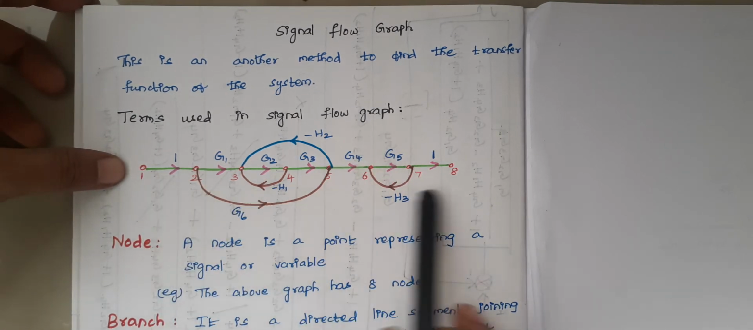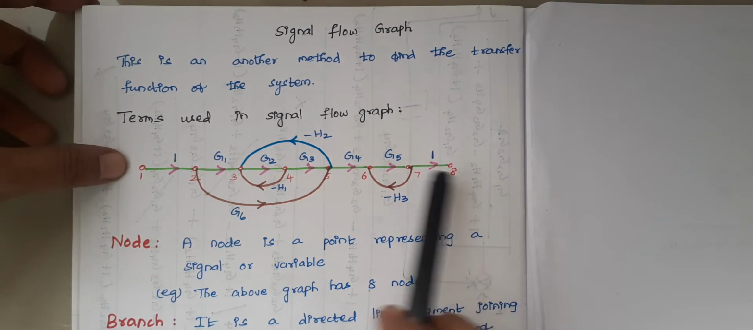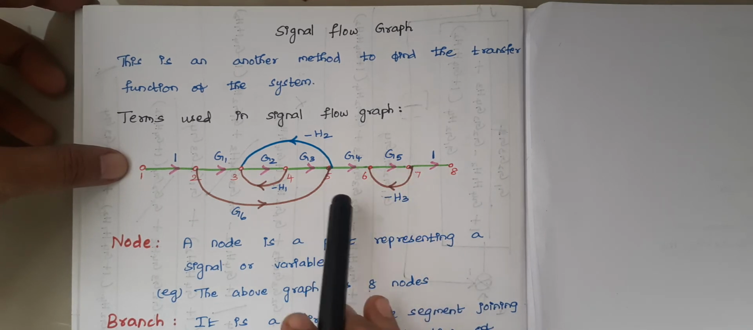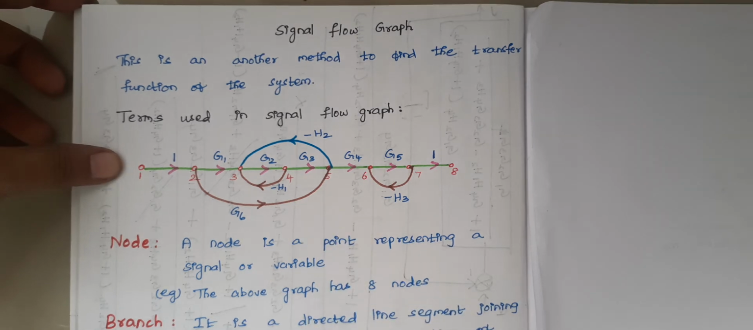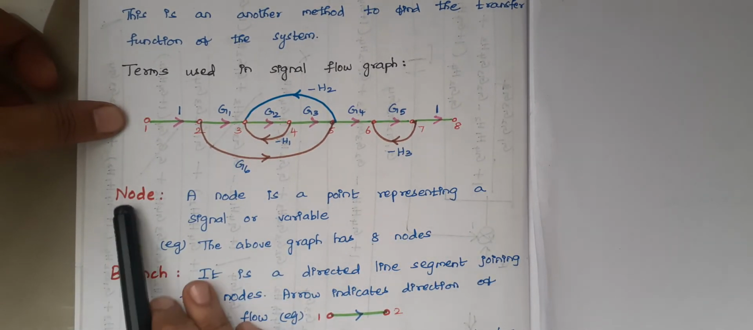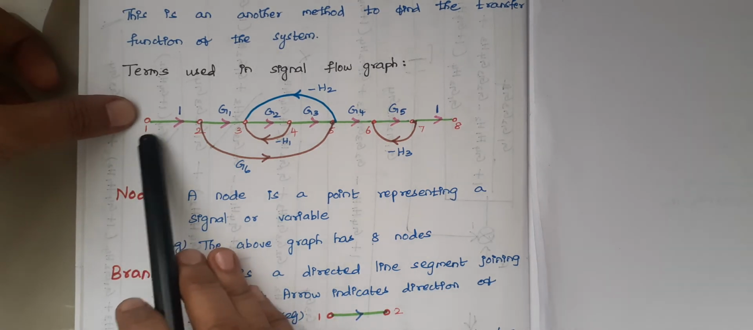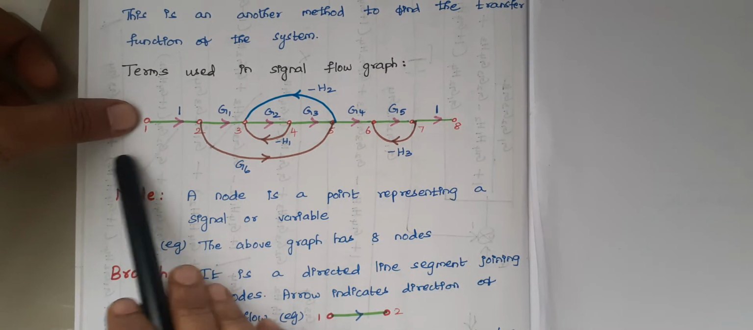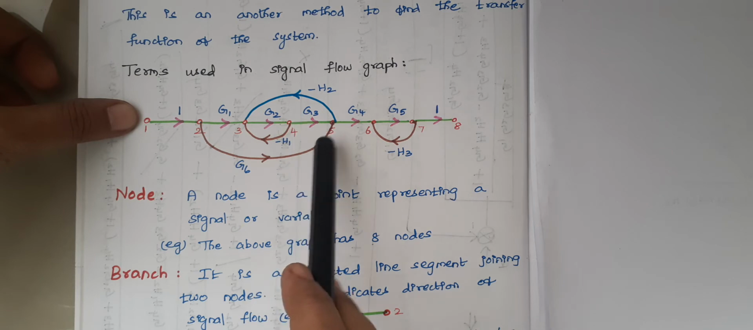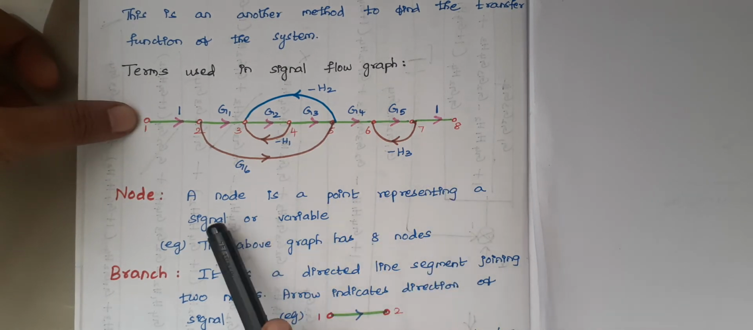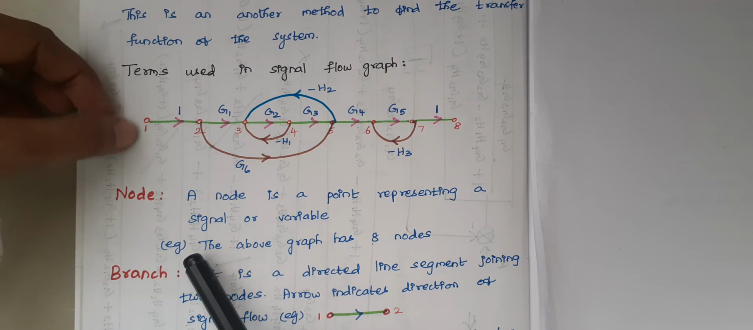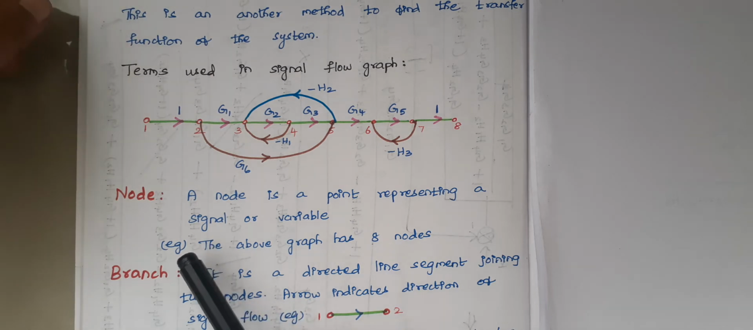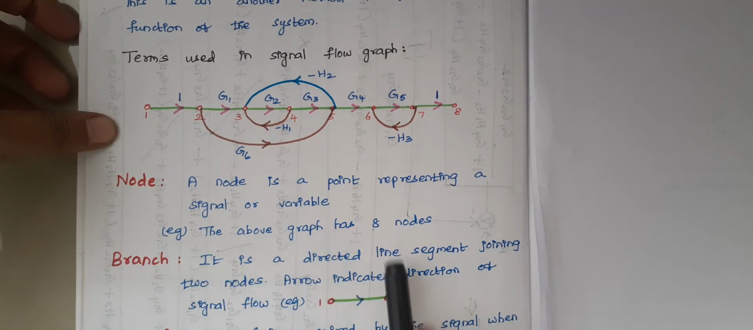So this is a typical representation of a signal flow graph. With this diagram, I will explain each and every term, then it will be easy for you to understand. The first one is node. Here I have written 1, 2, 3, 4, 5, 6, 7, 8. These are said to be nodes. A node is a point representing a signal or a variable. So the above graph has 8 nodes.